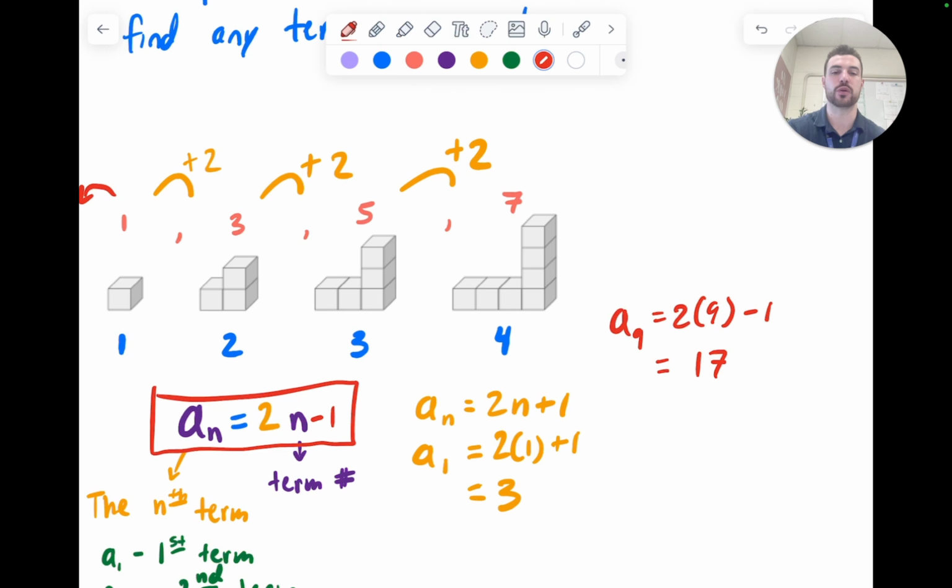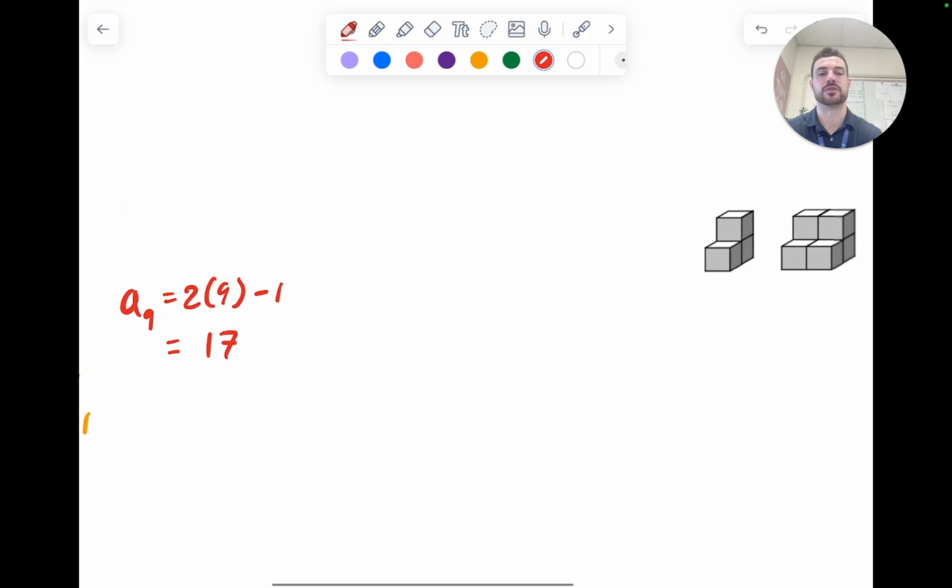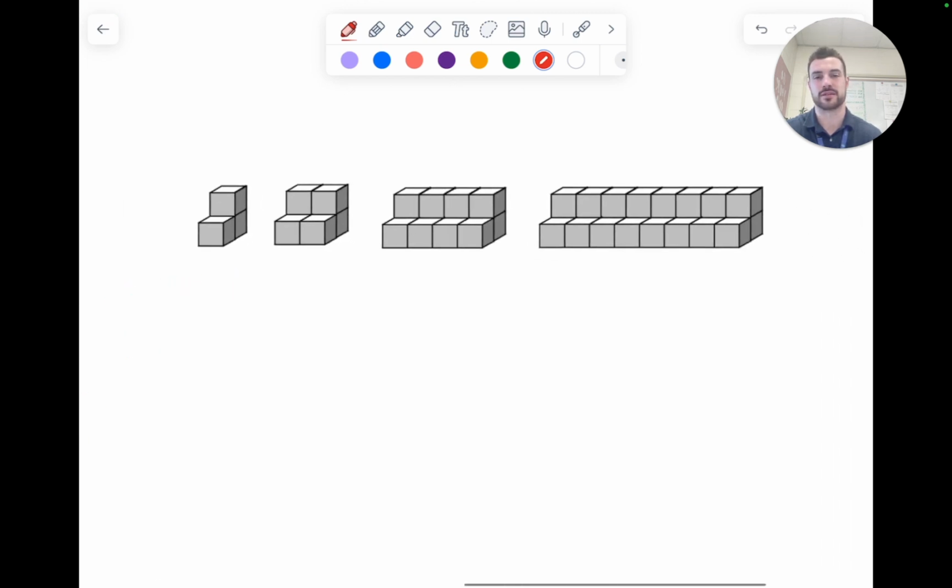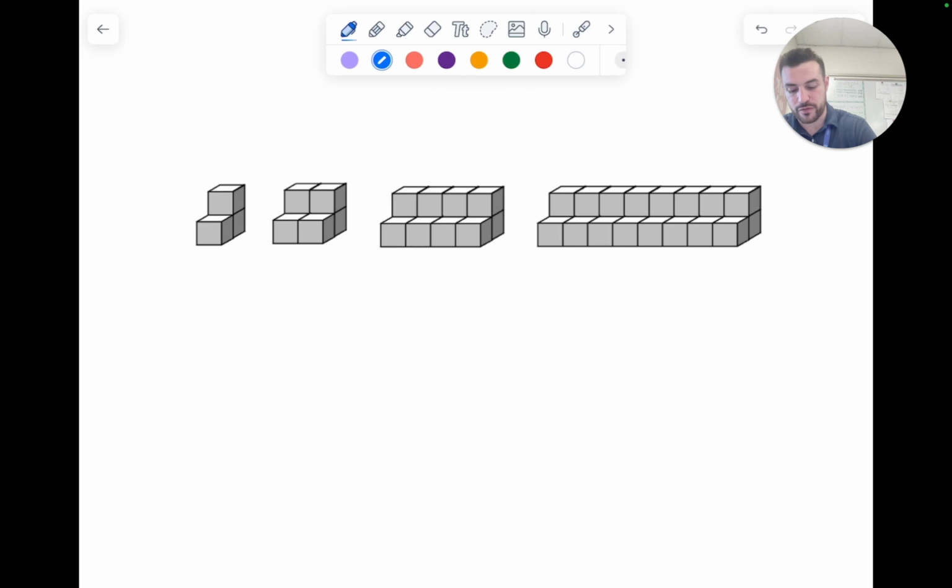All right, so that's what we're going to be looking at, but these patterns can look different every time. So for example, we might see something like this. Again, we have our first, second, third, and fourth image.